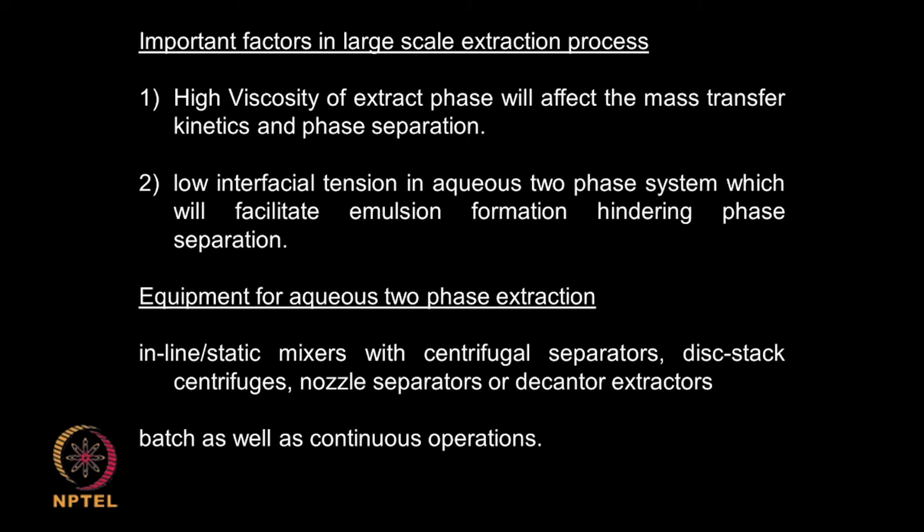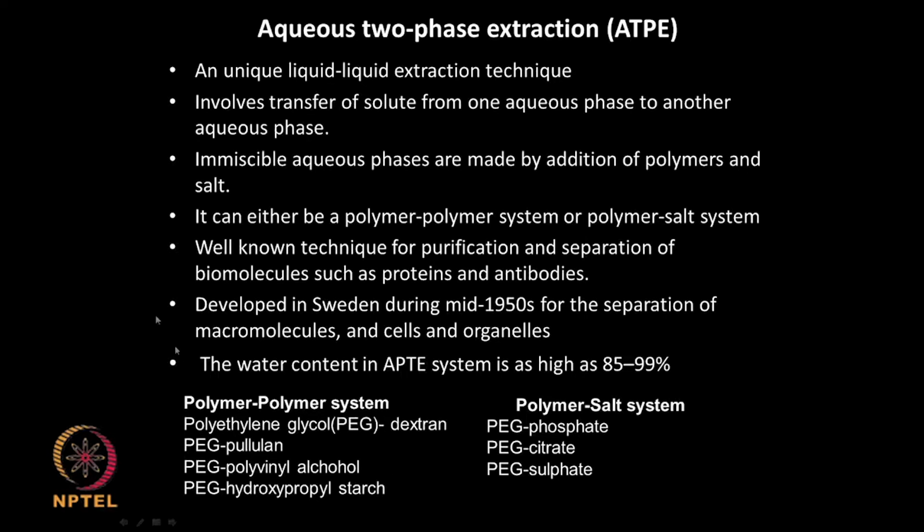Otherwise, if it is a batch, I need a storage vessel where I keep the product. And then high viscosity of the extract phase will affect the mass transfer kinetics and phase separation. As you know, high viscosity affects the diffusion coefficient, hence the mass transfer coefficient. There is low interfacial tension in aqueous two phase systems, which will facilitate emulsion formation, hindering phase separation. So, the equipments: inline static mixers with centrifugal separators, disc stack centrifuges, nozzle separators or decanter extractors, with batch as well as continuous operations in all these actually.